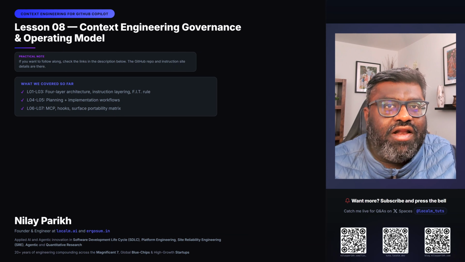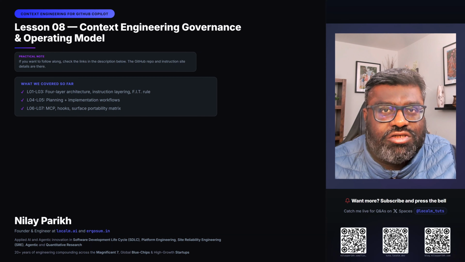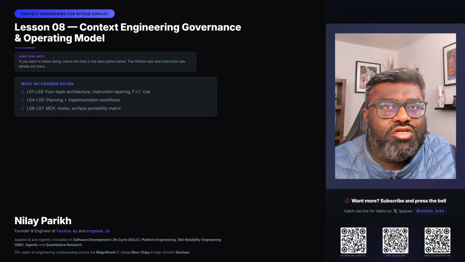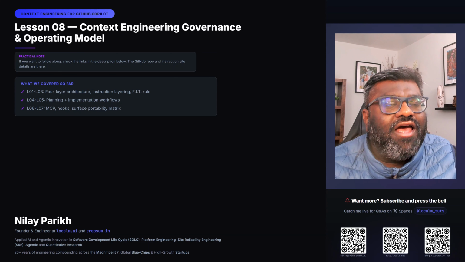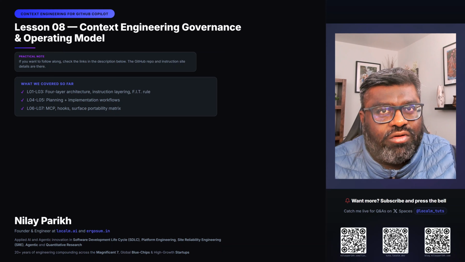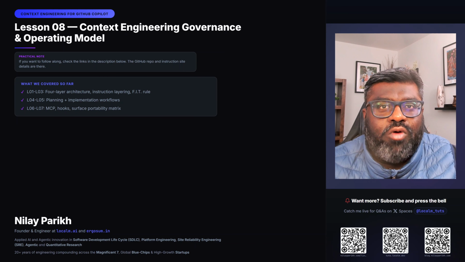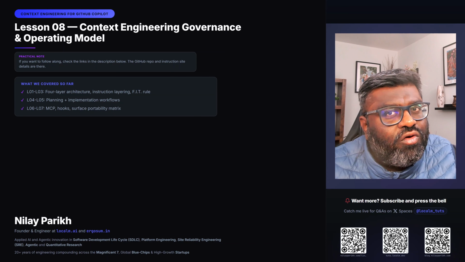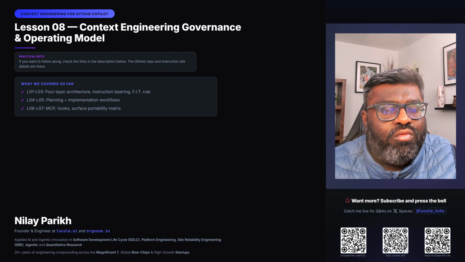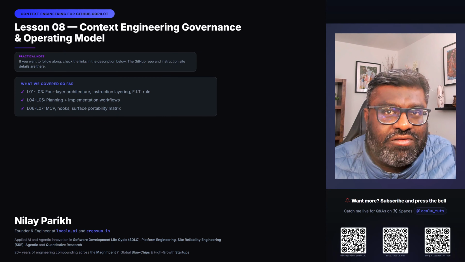Over the last 7 lessons, we have built the full toolkit: layered instruction, planning and implementation workflows, skills, MCP, hooks, and surface portability. Today, we zoom out a little bit. But the important question: how do you keep all of that alive as your team and the code base evolve? That's the $1 million question.